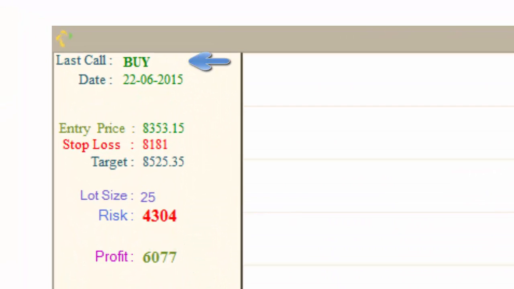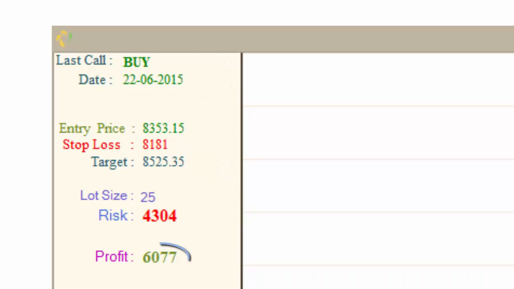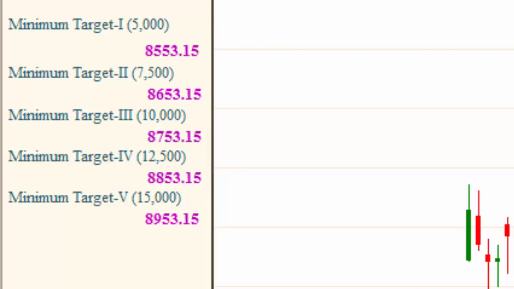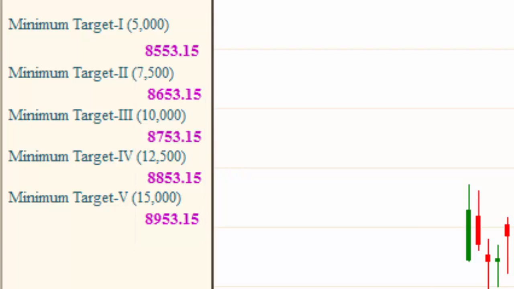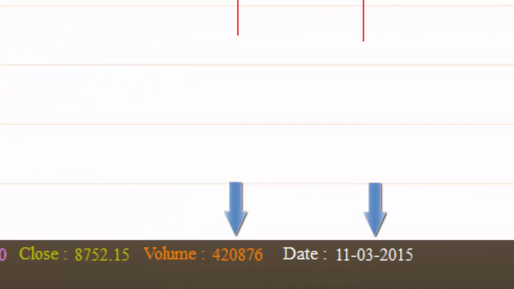Same as the intraday chart, in the left side top corner, the call details are available: last call and date, entry price, stop loss, target, the lot size of the particular script, and the risk amount as well as the current profit amount, and also the importance of the minimum targets. Also, at the bottom of the chart, the basic parameters are available: the LTP, Y-axis value, OHL, open, high, low, close and volume.